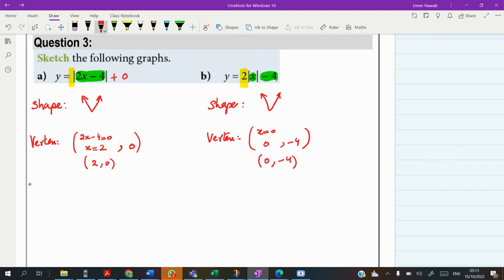After finding the vertex, we need to find the y-intercept. That is, put x is equal to 0. So y is equals to absolute of minus 4, which is 4. So the graph cuts the y-axis at 4. Here the y-intercept is when I put x is equals to 0.